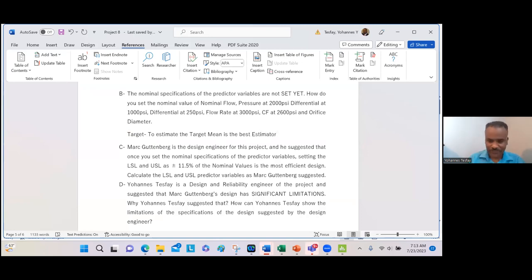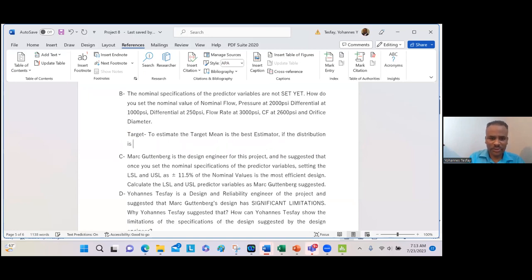Mean is the best estimator if the distribution is normal. Okay, normal curve. Otherwise, if it is a skewed distribution, then median is the best estimator.